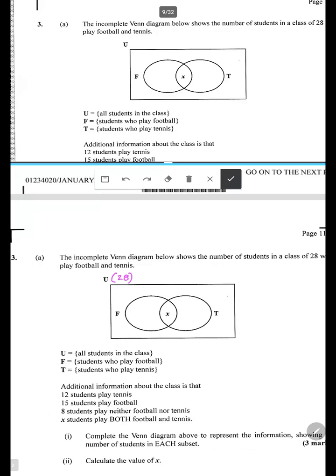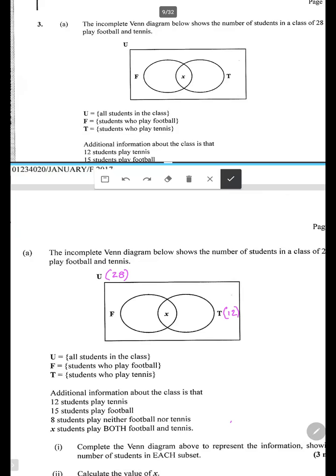It says they play football and tennis. So clearly F is football, T is tennis. The additional information about the class is that 12 students play tennis. So everything in the tennis set must add up to 12, and I'm putting that 12 right here. It says 15 students play football. So everything in the football set must add up to 15, and I'm putting a 15 right here.